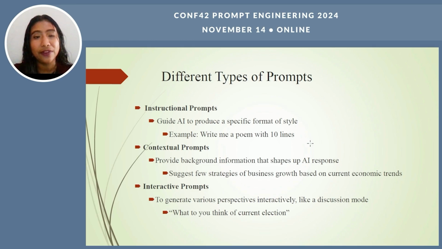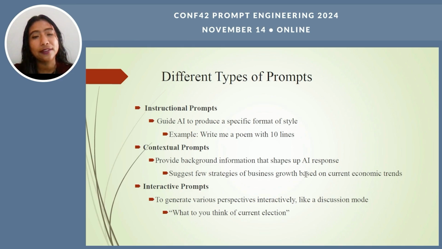In some cases, we might need to give a context. For example, some strategies for business growth based on the current economic trend. The context we are setting is the current economic trend. Contextual prompts basically provide background information so that the AI can shape its response according to the context.